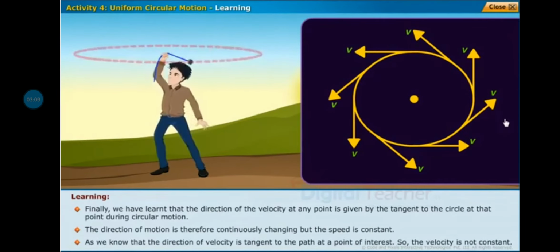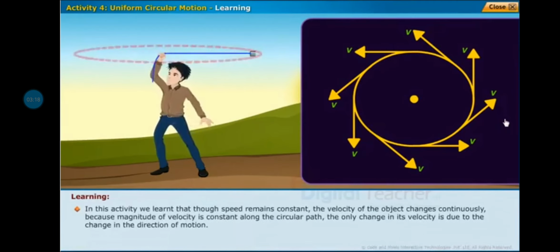As we know that the direction of velocity is tangent to the path at the point of interest, the velocity is not constant, because velocity is a vector quantity. In this activity, we learned that the speed remains constant, but the velocity of the object changes continuously. The magnitude of velocity is constant along the circular path. The only change in velocity is due to the change in direction of motion. As I have told you, velocity is a vector quantity. If direction changes, the velocity changes.